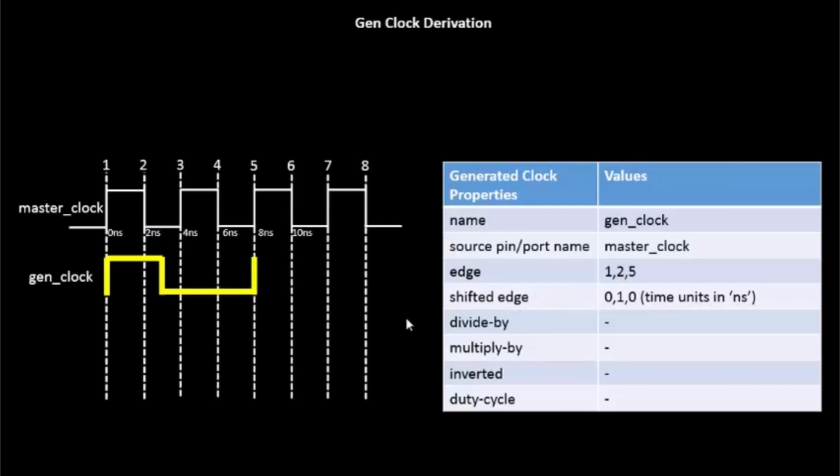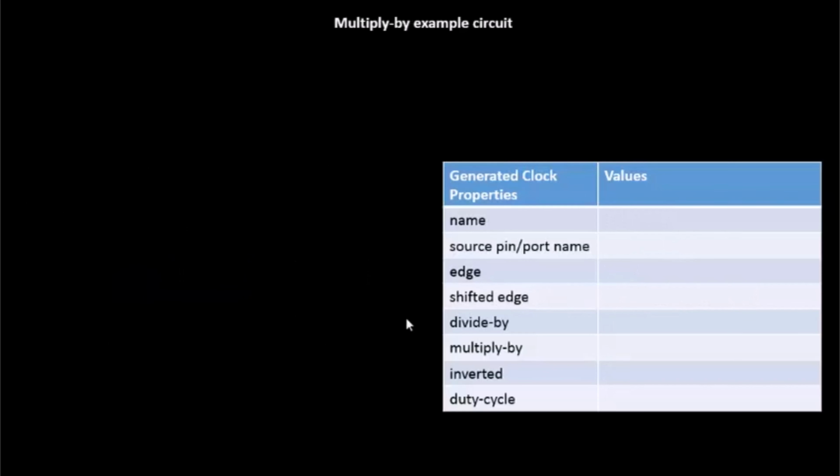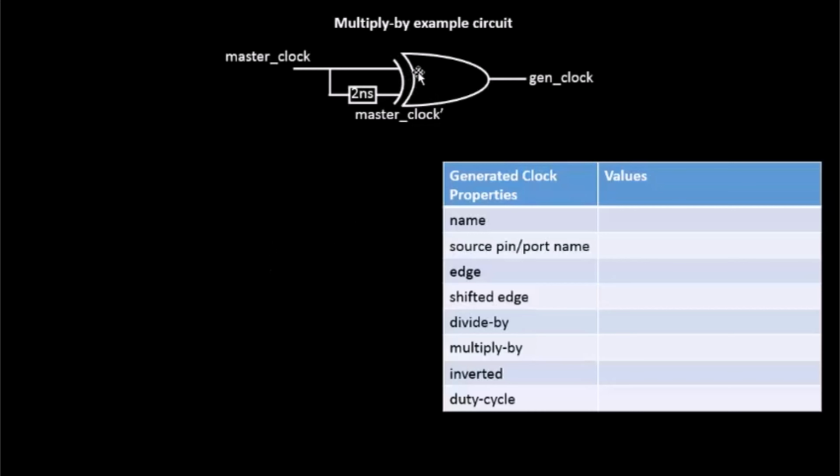Okay, so this was about the gen clock derivation and the shift and the introduction to the shifted edge option. The final one that we have been pending is the multiply by option and the duty cycle. So it's pretty simple. It's not as complicated as we had the previous ones. So multiply by, let's look into a sample circuit. So for example, you have a XOR gate.